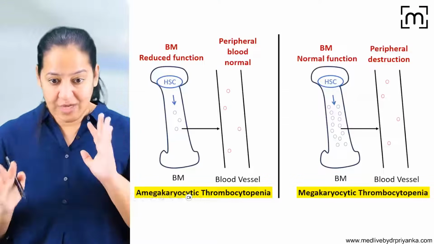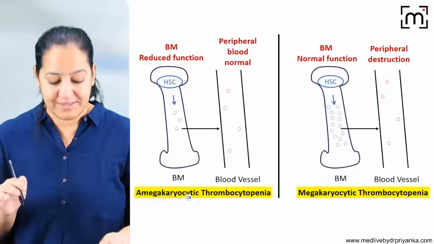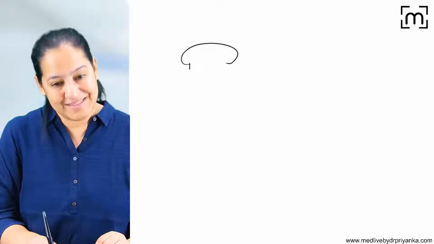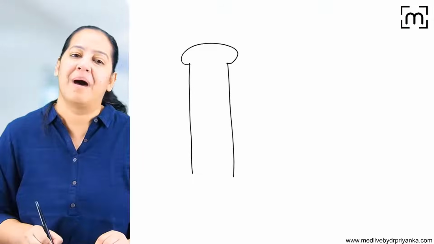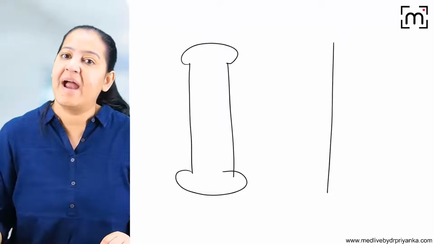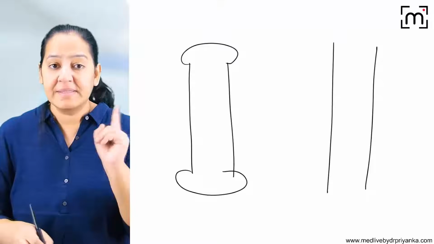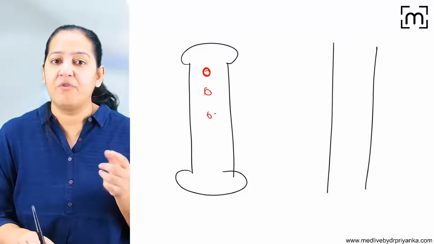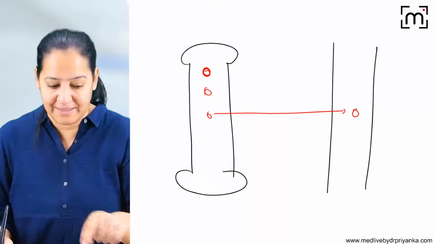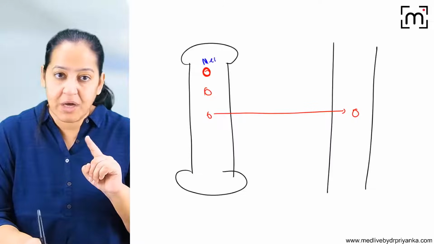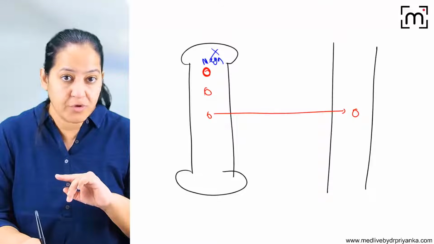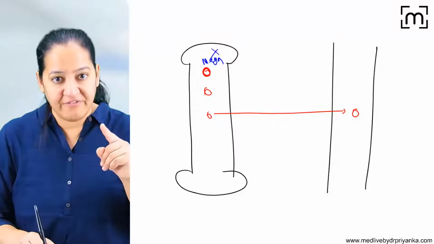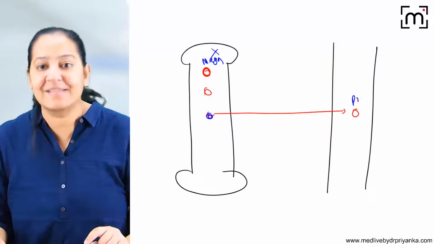To understand the 2 types of thrombocytopenia, you have to understand how platelets are formed. All the blood cells, RBC, WBC, including platelets, are formed in the bone marrow. This is the bone marrow of a human being and this is the blood vessel. Inside the bone marrow, there are megakaryocytes. Megakaryocytes lead to the formation of platelets, and platelets come into the blood. The megakaryocytes are the precursors of the platelet. They don't come into the blood; they are present in the marrow. Once they mature and platelets are finally formed, the platelets come into the blood.